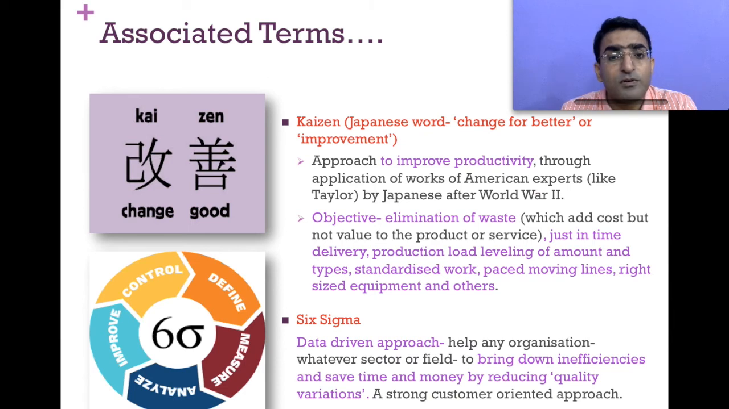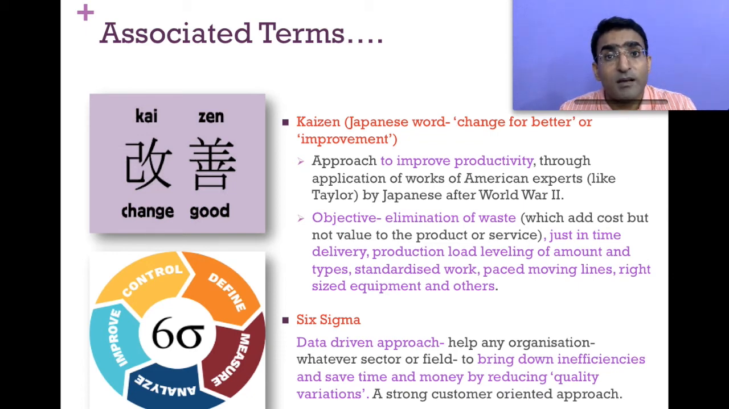Then there is a very popular term, kaizen. That means change for good. They totally target the productivity part, eliminating the waste and ensuring proper, effective deliveries. And there are so many different ways that they try to improve on, and this is a Japanese concept.